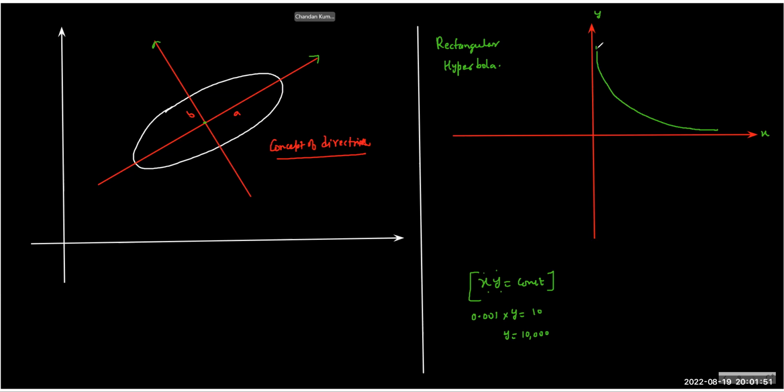So the graph will become parallel to these axes. You cannot make it touch the axis, because you will never reach the x-axis. As x becomes infinite, y will become 0. But as x approaches 0, y becomes infinite. So these are called asymptotic graphs, like graphs which are almost touching the axis.